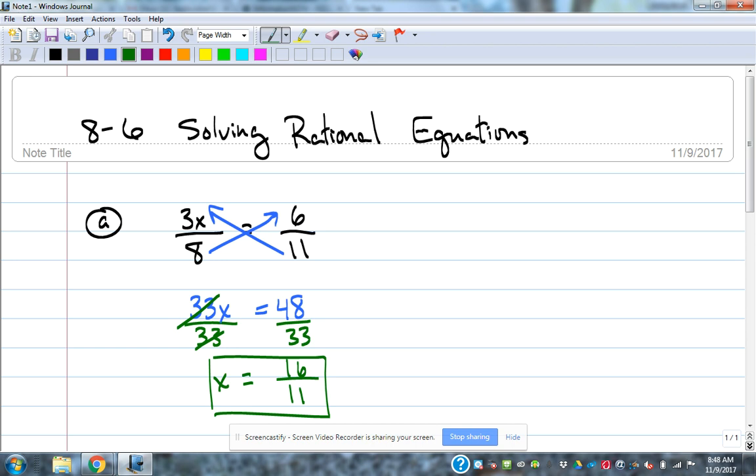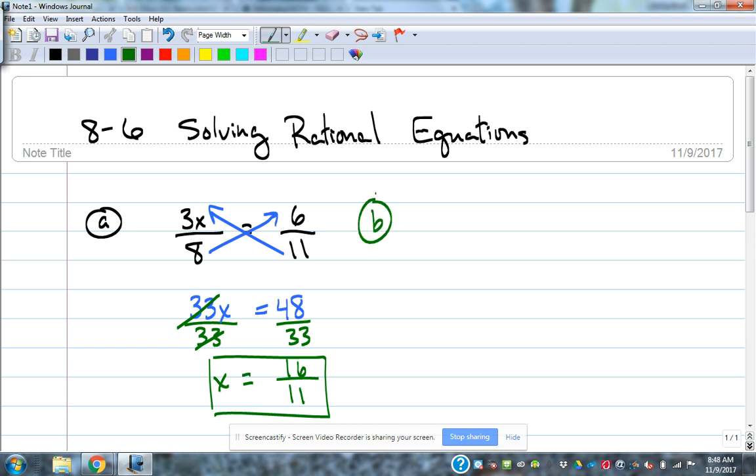Okay. Now, with this one, we didn't have to worry too much about what x couldn't be because there wasn't an x in the denominator. If there's an x in the denominator, we've got to worry about these restrictions. The reason is, what's the only number we can never divide by? 0, right? So if x were whatever would make that denominator 0, it makes the problem impossible or undefined. So when we have an x in the denominator, we've got to worry about that.